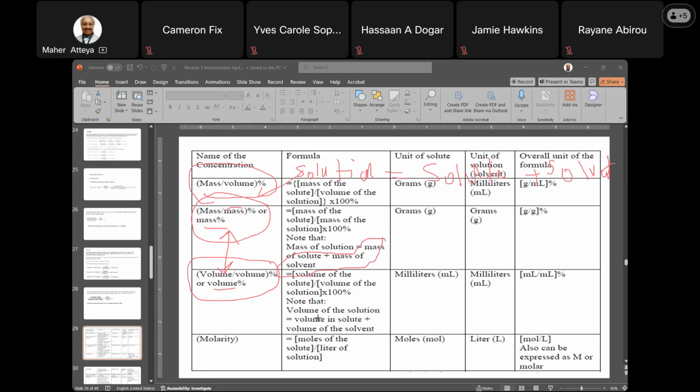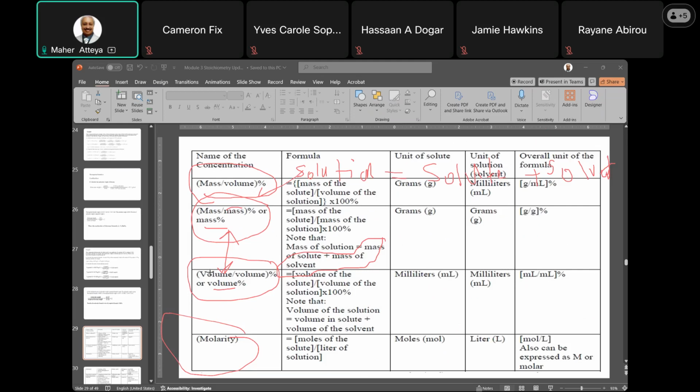And volume is the same thing. Volume of the solute divided by volume of the solution, which is volume of the solvent and the solute both together. Anyway, I want you just to look at those formulas. The molarity here is a ratio. And as you can see, all those formulas are ratios, correct?